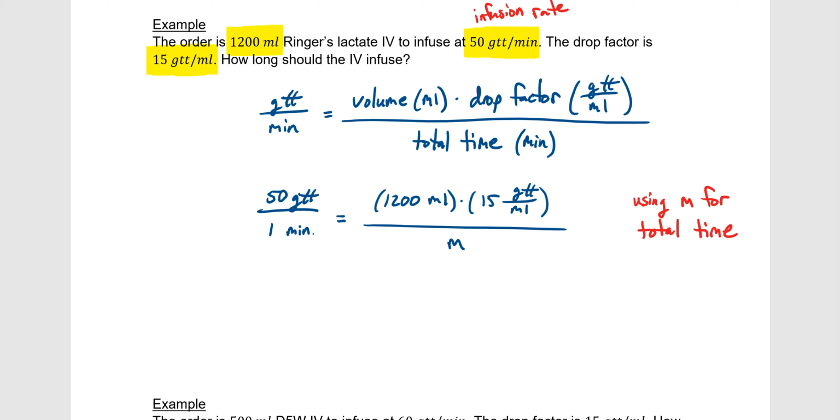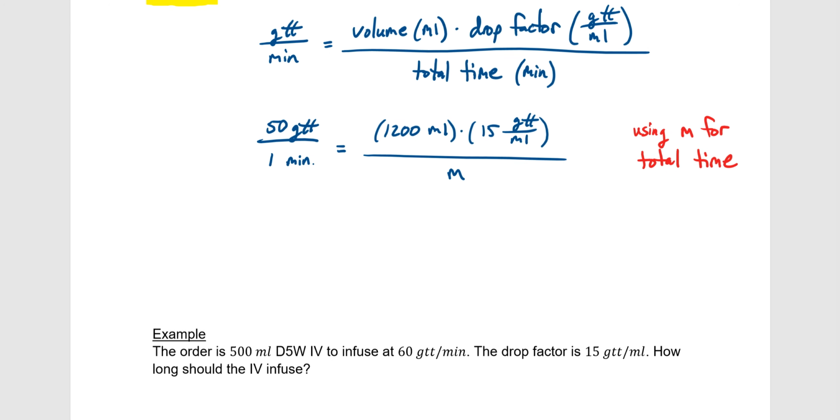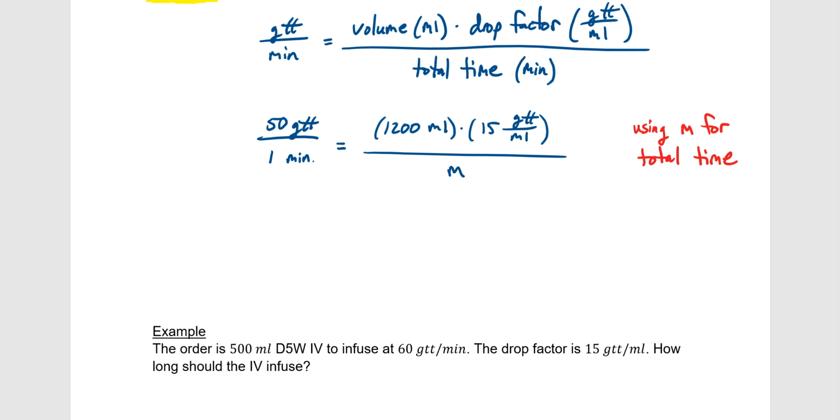And for the volume, we have 1200 milliliters. For the drop factor, we have 15 drops per milliliter. And notice for total time here, instead of keeping it as total time, I'm just going to use an M for the variable that we're looking for. You could use an X if you want. Once we have this, you can recognize that it's just a proportion now. So we can simplify a little bit, and we can multiply the 1200 times the 15.